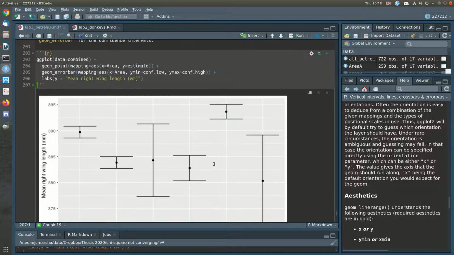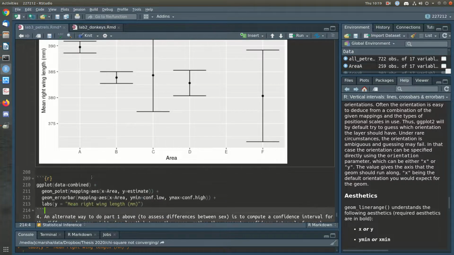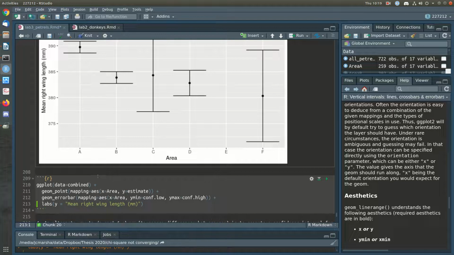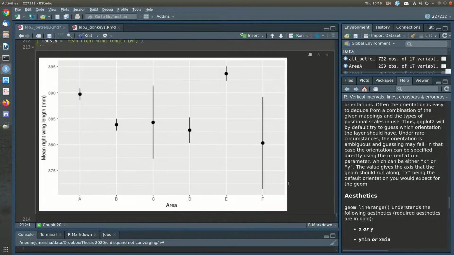Okay. There's other ones as well, so I think point range does it all at once. Let's have a look at point range. So I think we can just change this to point range and put all this into there instead. So I think that does it all in one, so it puts the point and the lines. Yeah, so that's another one. In fact, I like that better, I think.